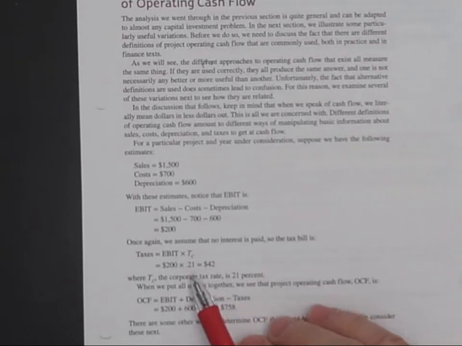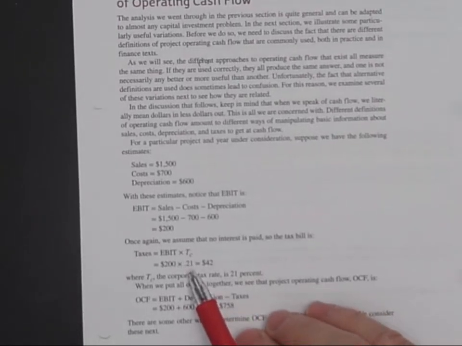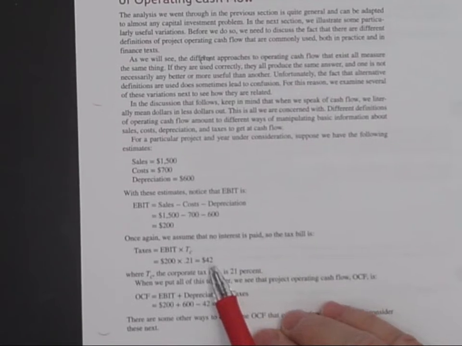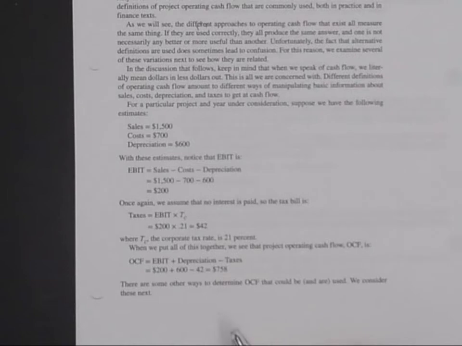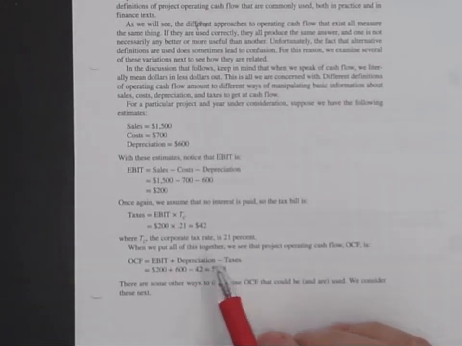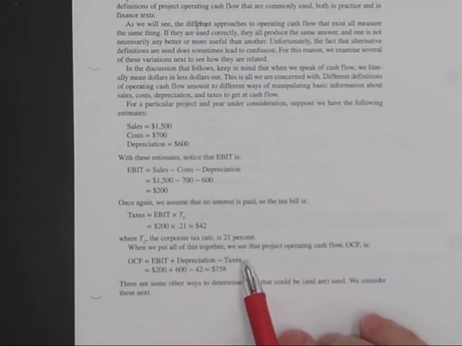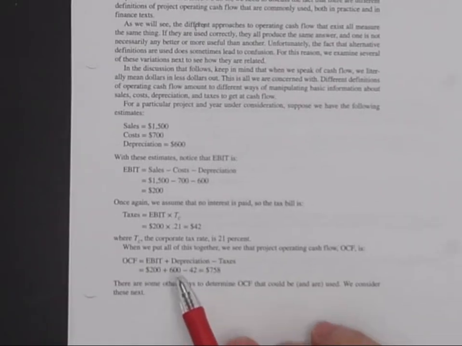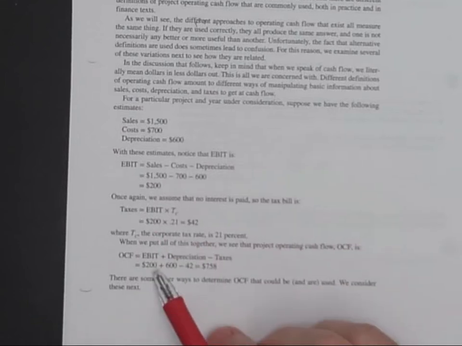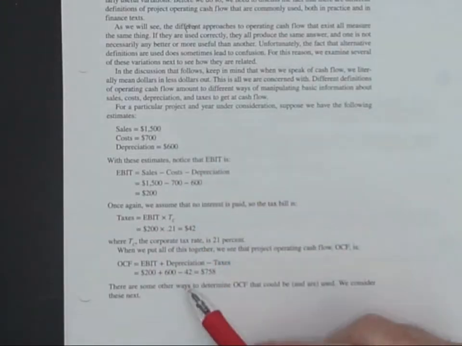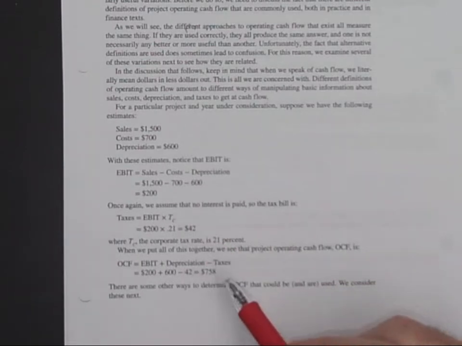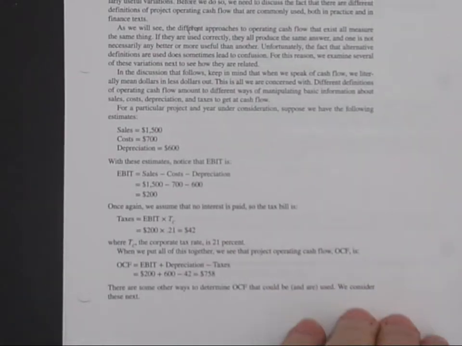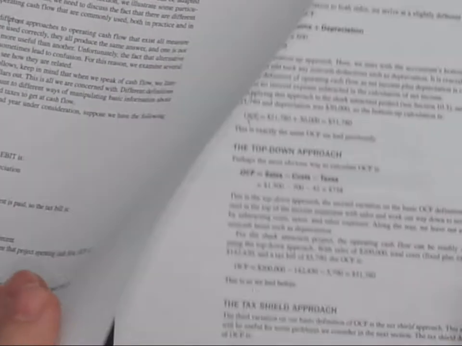So we've got EBIT times the tax rate would give us total taxes of 42. That's if the rate is 21%. Our operating cash flow then would be EBIT plus depreciation minus taxes. That's the definition that we've been using up to this point in the course. And if EBIT is 200, and if depreciation is 600, and if taxes are 42, then our operating cash flow would be 758.